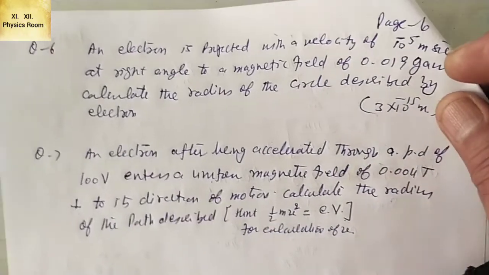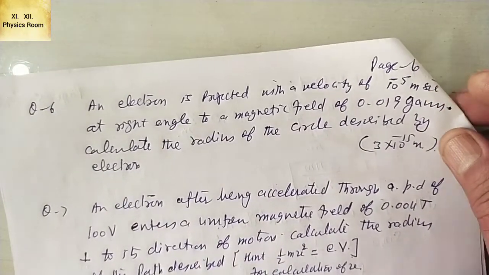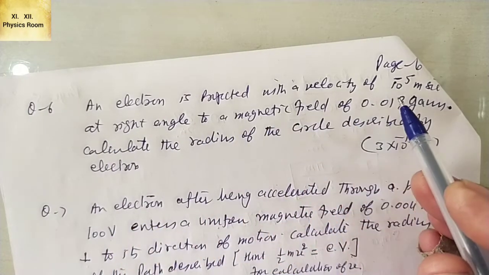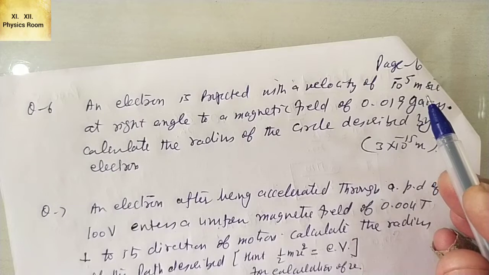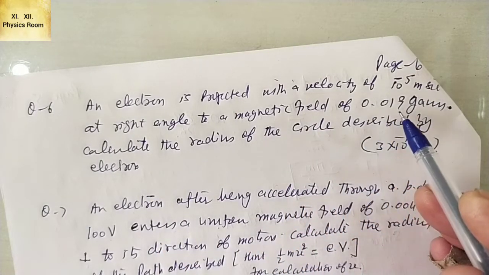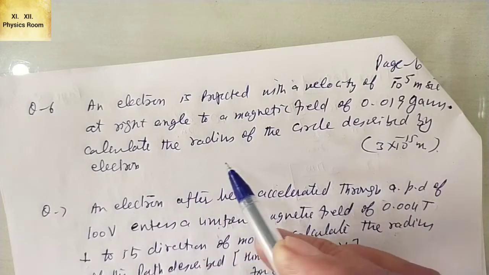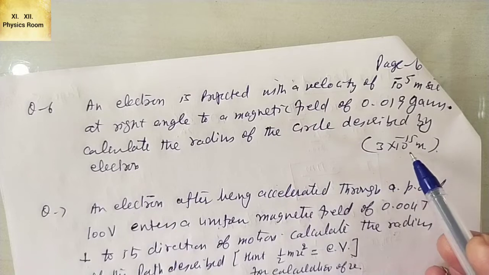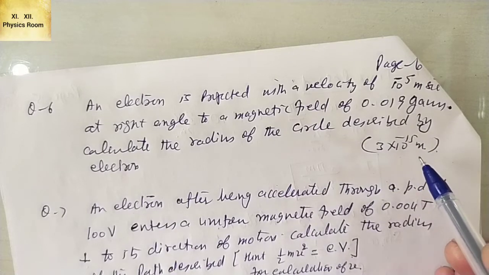Some more questions. Question number 6. An electron is projected with velocity of 10 raised to power minus 5 meter per second at right angle to a magnetic field of 0.019 Gauss. Calculate the radius of the circle described by the electron. So 3 into 10 to the power minus 15 meter is the answer.